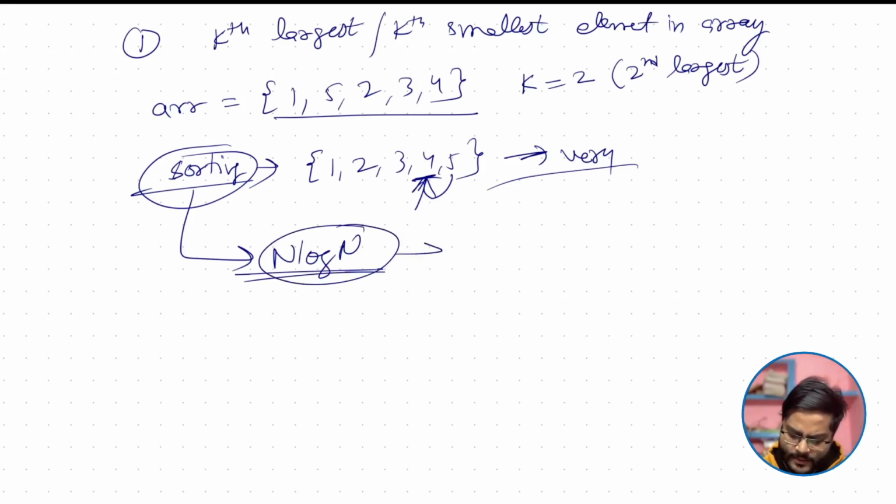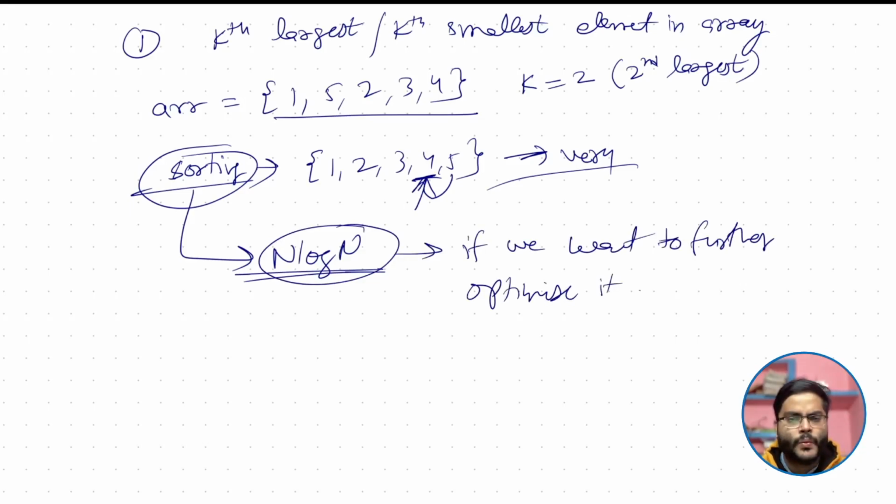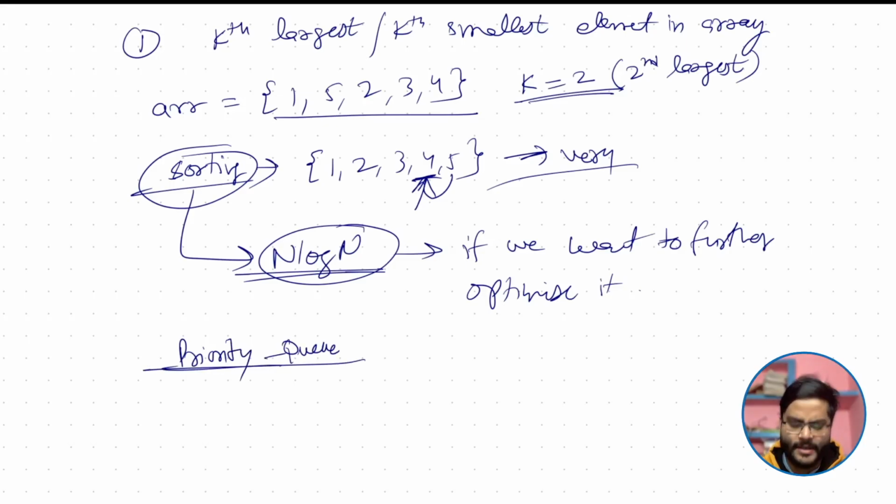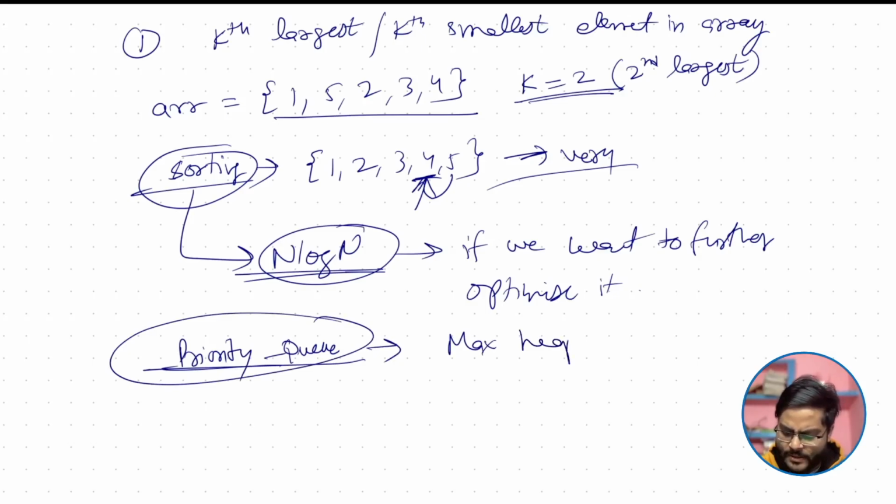But if we want to further optimize it, we can think of what? K is there. We can think of priority queue. Okay, so don't get confused. Whenever I say priority queue, that means it will be min heap or max heap. Mostly, in C++ priority queue by default is a max heap, and we can convert this into a min heap also. That I have discussed in the STL lecture. So if you have watched all the lectures, you know what is priority queue, you know what is max heap.